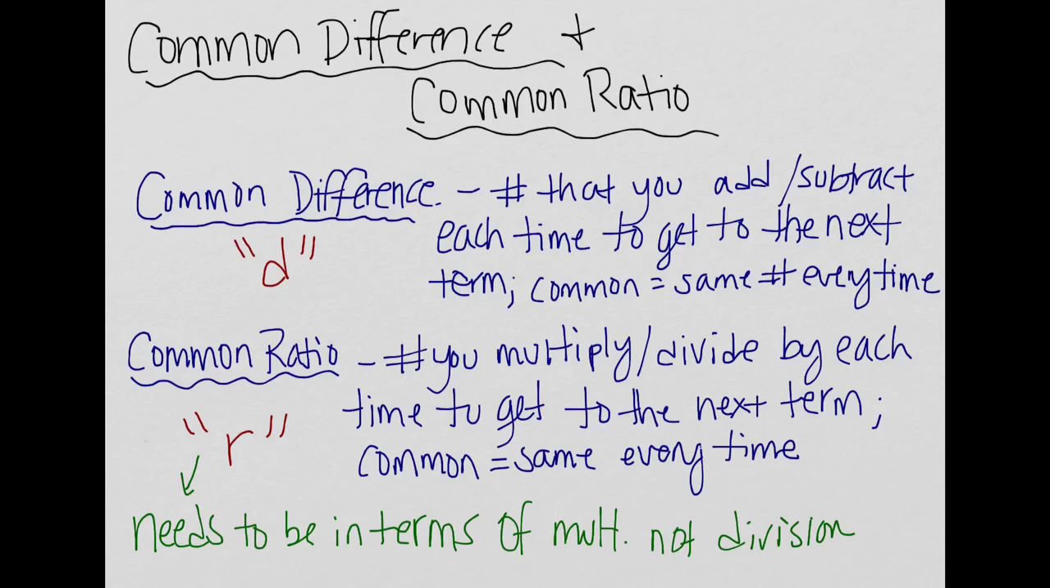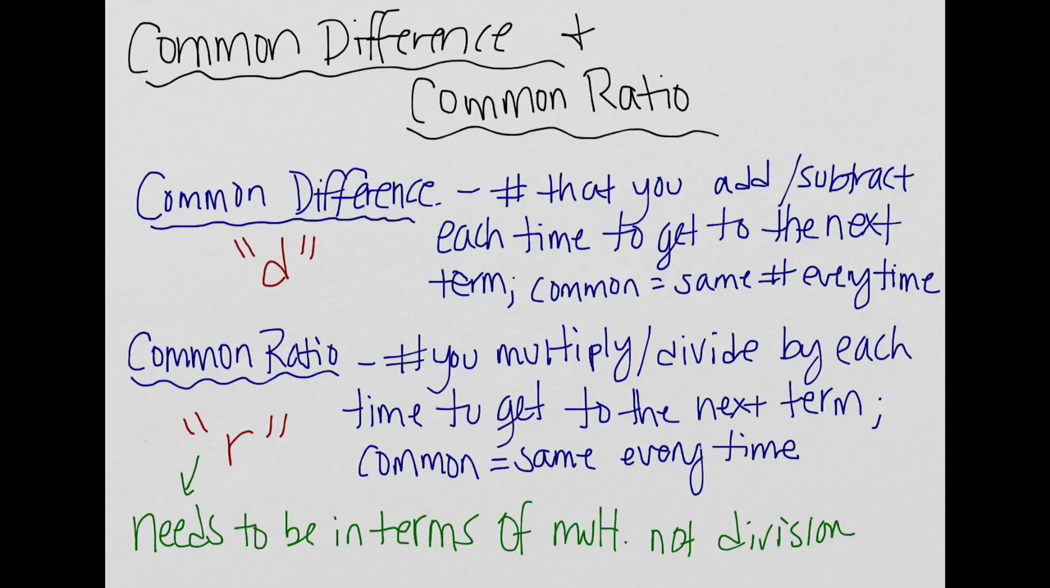A common difference is the number that you add or subtract each time to get to the next term. And since it's called a common difference, that means it's the same number every time. This goes back to the last video about arithmetic versus geometric sequences. If you're adding or subtracting, it's arithmetic, so this common difference goes with arithmetic sequences.